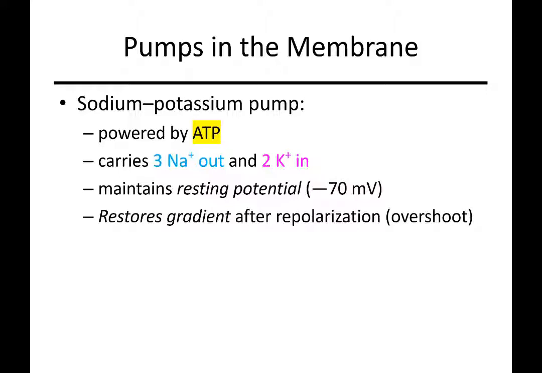This will carry 3 sodium, because we have more sodium total than we do potassium. So 3 sodium for 2 potassium for each turn of the pump. It maintains this resting membrane potential. Stuff is going to leak through, but as long as the pump's going, it's going to keep things fairly separated so that the cell can be at its really happy -70 resting mode.